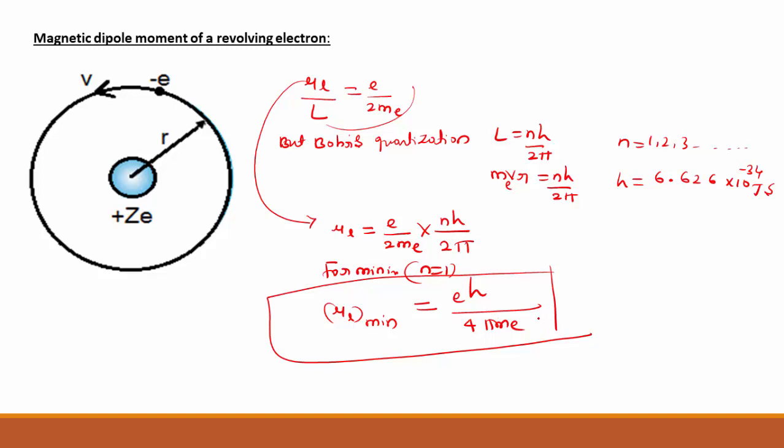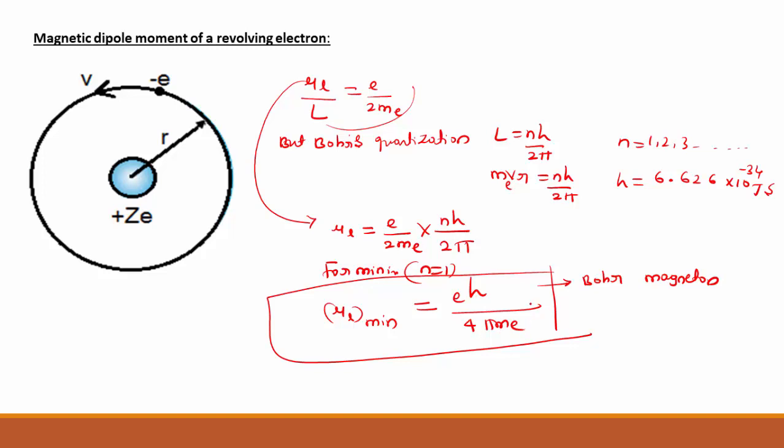This minimum value of magnetic moment associated with the electron is called the Bohr magneton. Gyromagnetic ratio means the ratio of magnetic moment to the angular momentum, and Bohr magneton means this minimum value, mu L minimum, equal to eh divided by 4 pi into me.